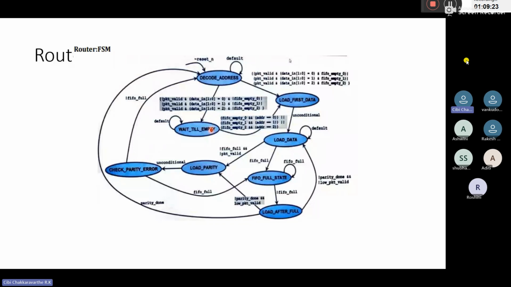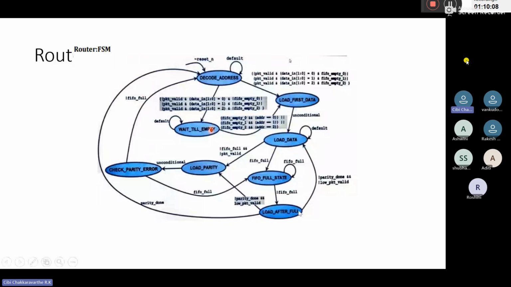Till the destination is processed and we get some space in the FIFO, the same state will be repeated. That is why they are putting it like this. After that, if we get some space, see here between the FIFO full state and load after full, the signal is FIFO not full. How is FIFO not full? Whenever the FIFO is full, it comes to the FIFO full state, and if we have some more data, it waits until we get some space. After getting some space, now our FIFO is not full. Then we go to load after full.